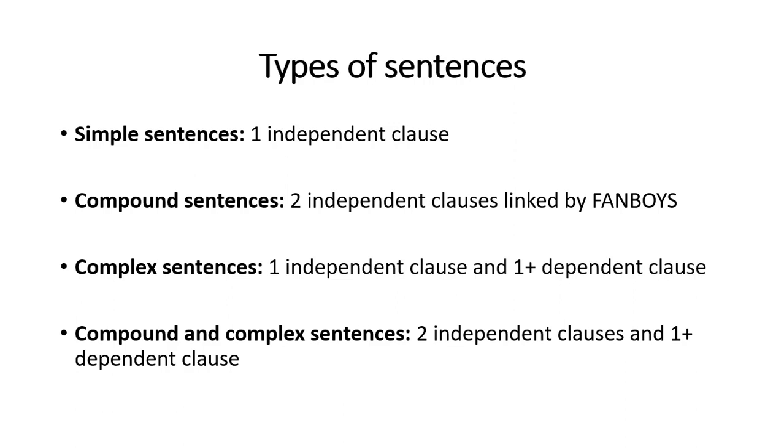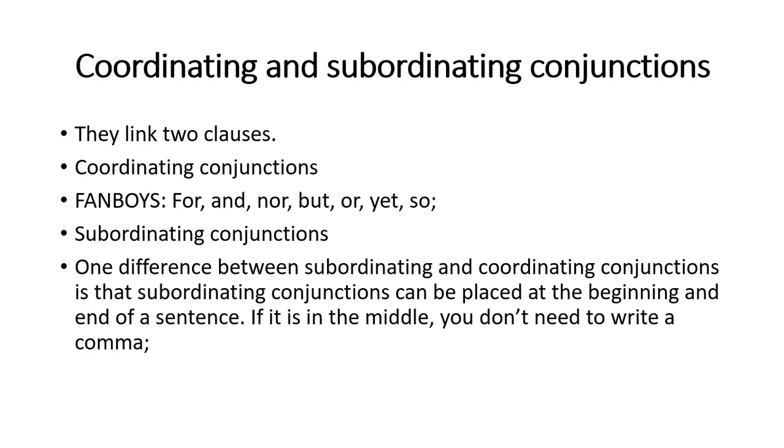So we have again this difference between coordinating and subordinating conjunctions. They link two clauses. For coordinating conjunctions, we have FANBOYS, as I said: for, and, nor, but, or, yet, or so. And then we have subordinating conjunctions, for instance, when, where, how, because, etc. The subordinating conjunctions are attached to subordinate clauses or dependent clauses. So these are the main differences between the two.